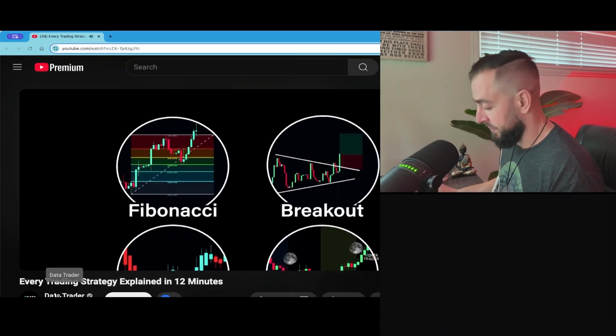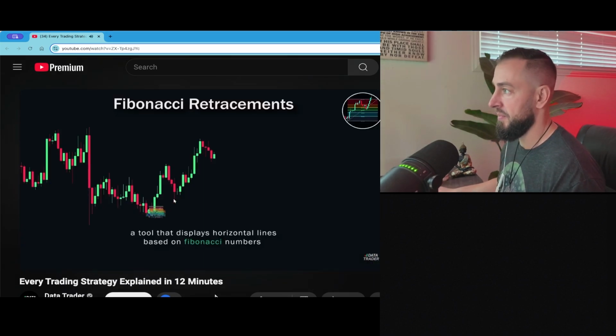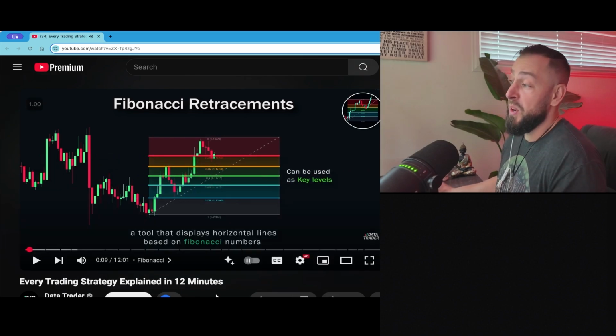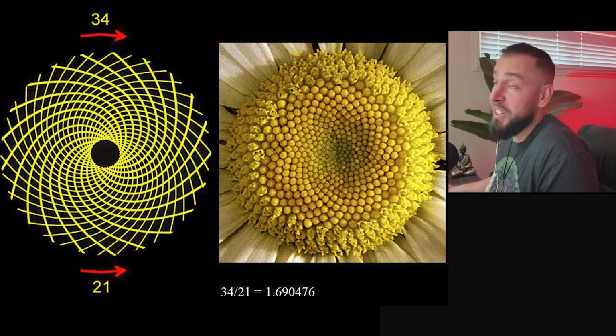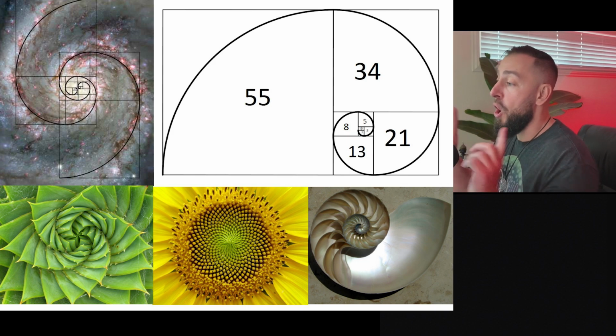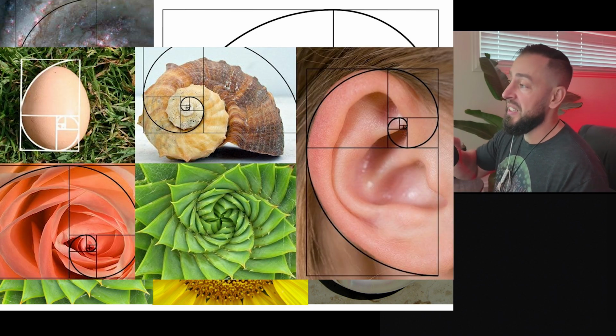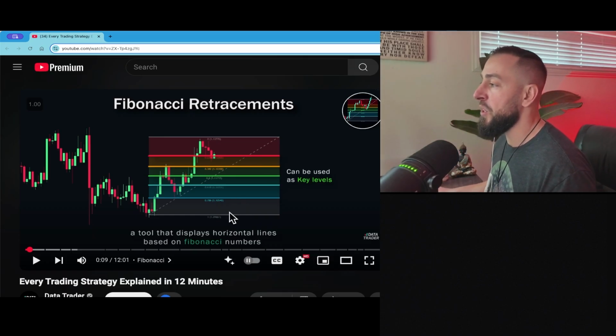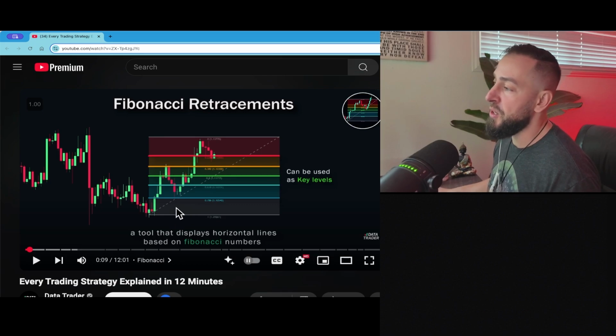Let's have a look. Fibonacci retracements. It is a tool that displays horizontal lines based on the Fibonacci numbers. These lines can then be used as key support and resistance levels. Now, if you're not familiar with Fibonacci, something called the golden ratio, it's actually fascinating, and it's something that you see in nature all over the place. So this is the golden rule, or the Fibonacci number applied to trading, which is just a multiple that you are sort of turning into this repeating pattern.